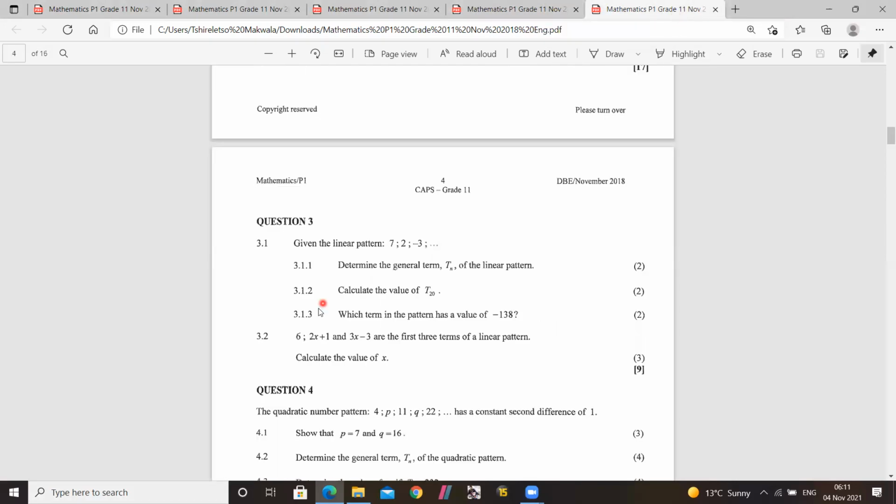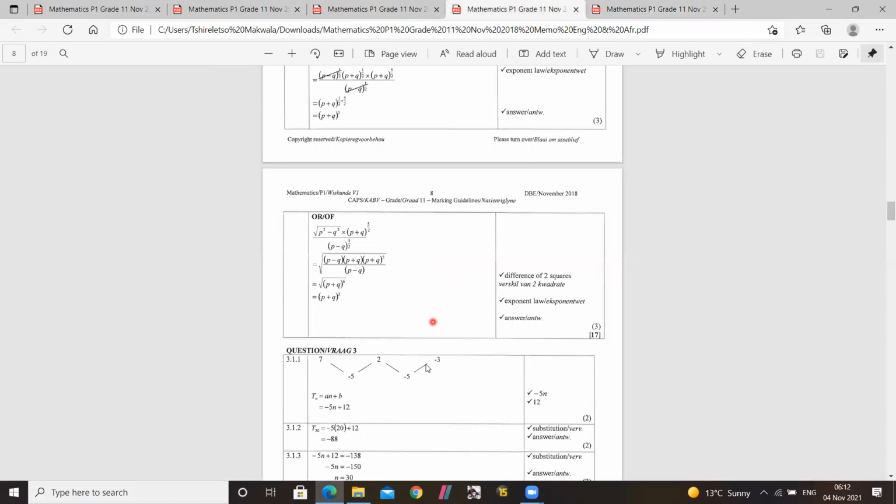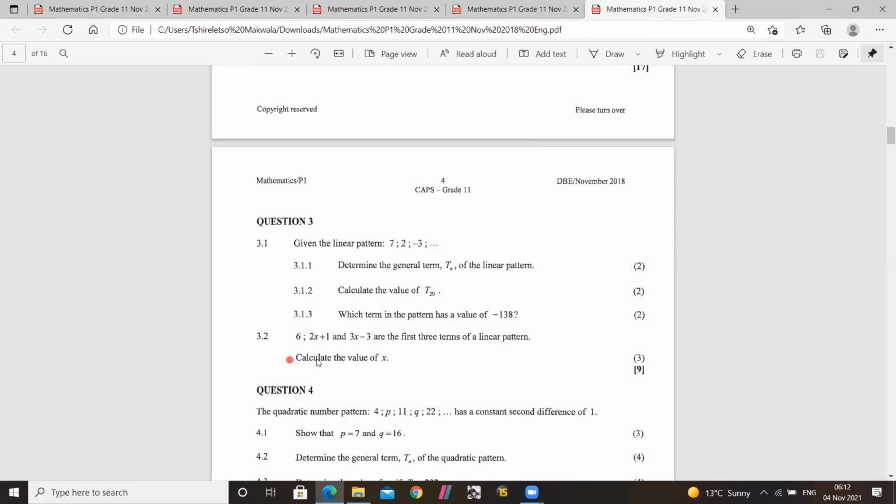Move on. So 3.1.3 says which term in the pattern has the value -138. You're going to equate this value to the equation. So you say -138 is equal to -5n plus 12. Then you calculate the value of n, like they did here.